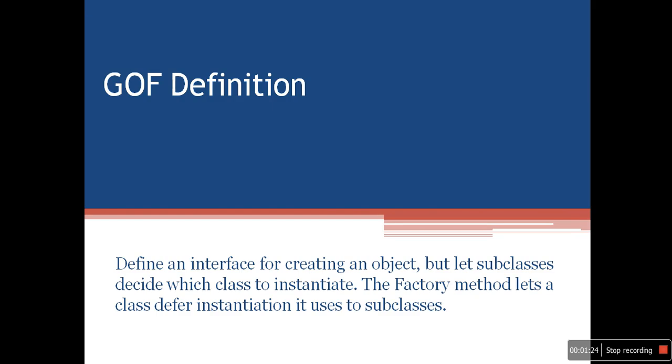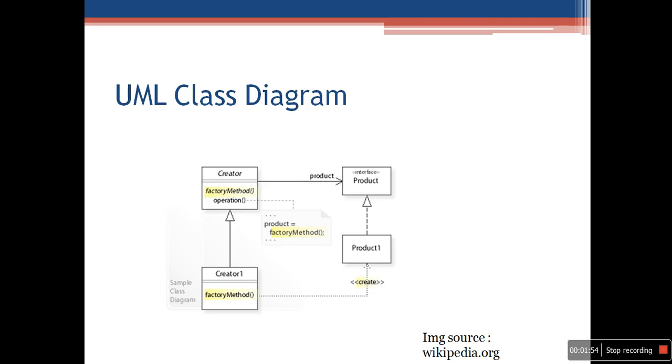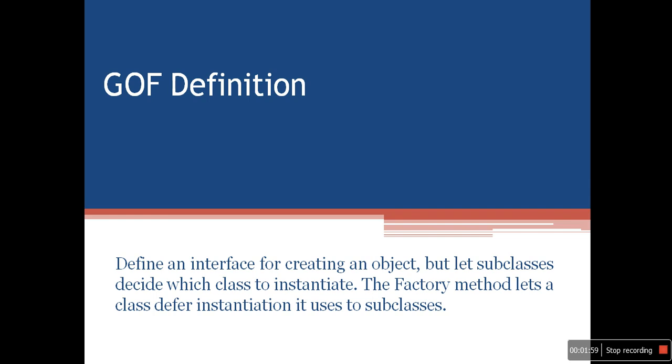What do they say? They say: define an interface for creating an object, but let subclasses decide which class to instantiate. The factory method lets a class defer instantiation it uses to subclasses. Now this could be confusing in the first attempt. So let's divide the phrases and try to understand what they want to explain. Let's check the class diagram quickly. We'll switch between the class diagram and the definition.